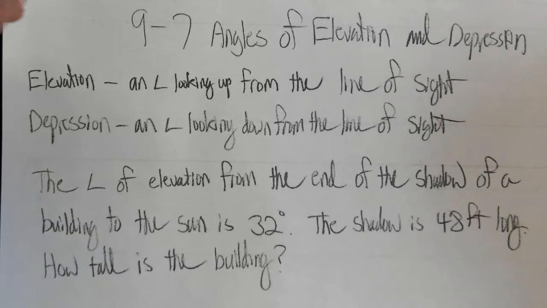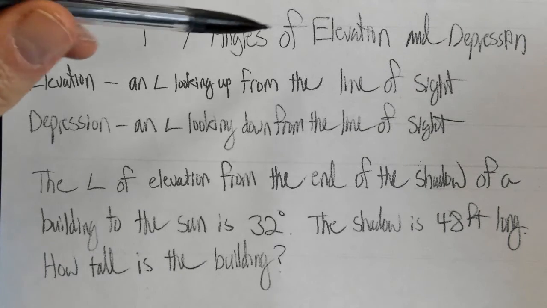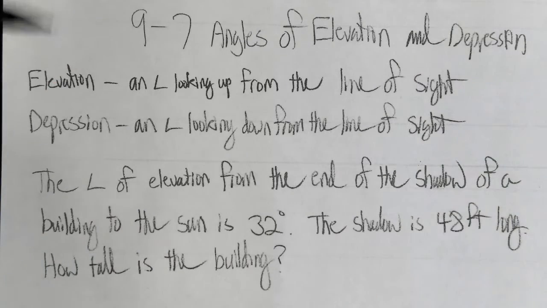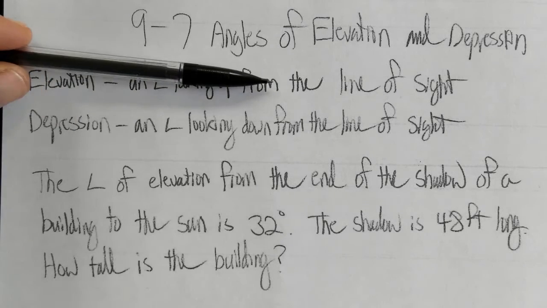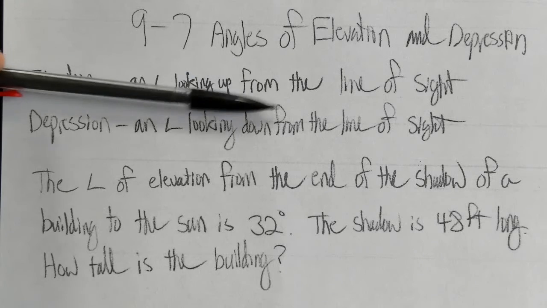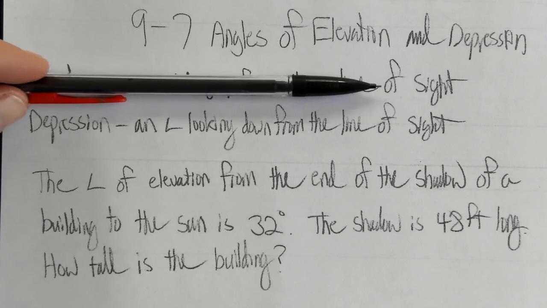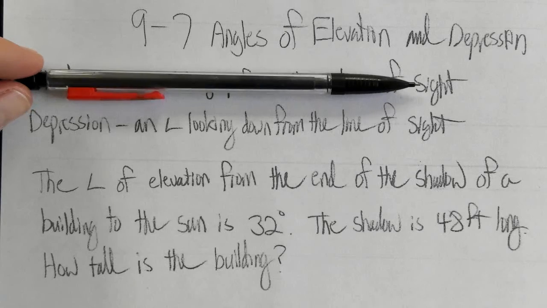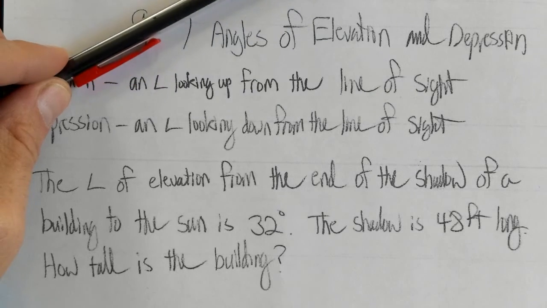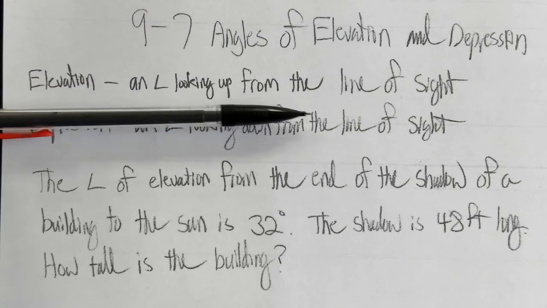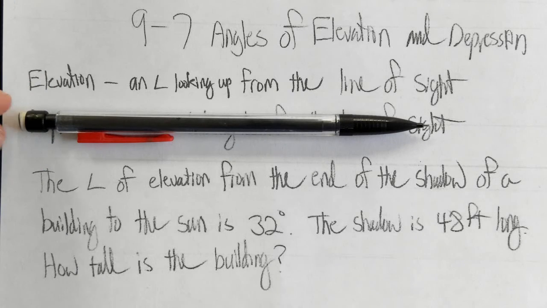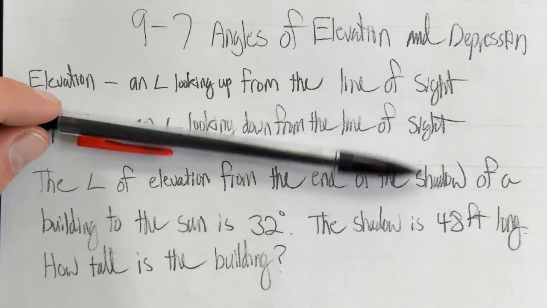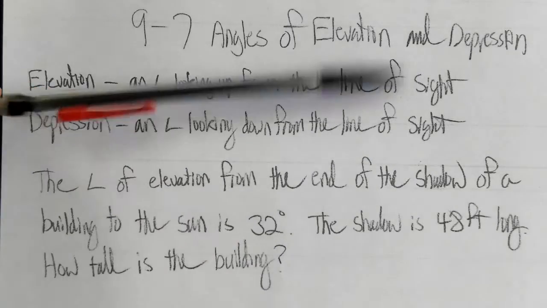Okay guys, in 9.7, the topic we're going to be looking at is angles of elevation and depression. When we talk about an angle of elevation, that's an angle that's looking up from the line of sight. And when we say line of sight, we're talking about the horizontal line of sight. So an angle of elevation would start here and look up this way. An angle of depression is looking down from the line of sight, and once again, it's horizontal line of sight. So an angle of depression would start here and then look down.